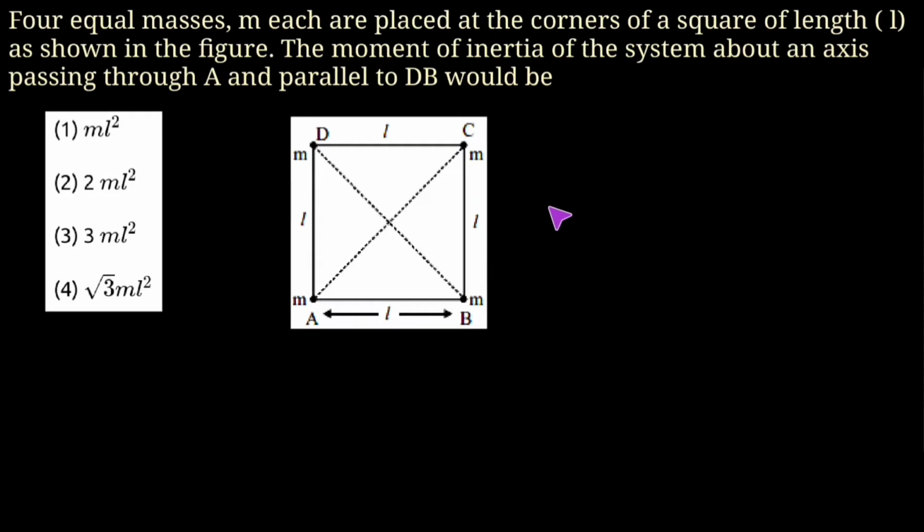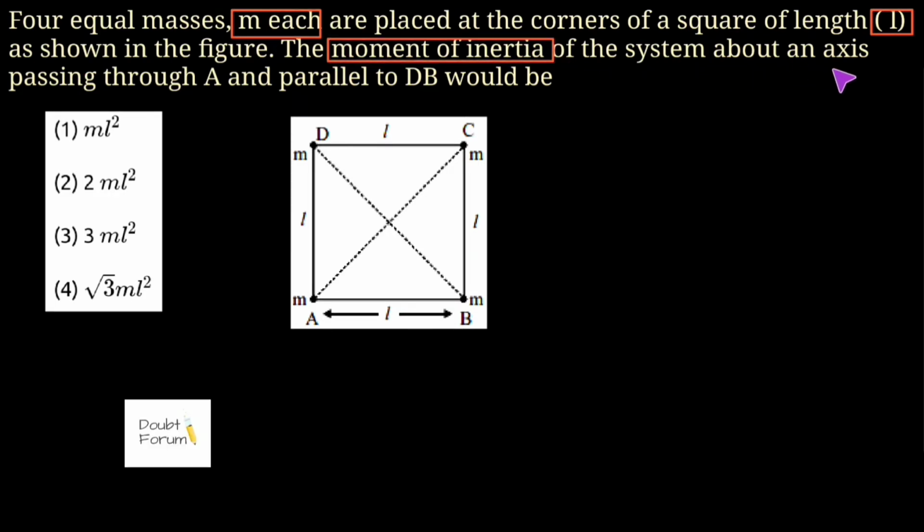In this question we are asked to find the moment of inertia of this given system. So let's read out the question first. The question is: four equal masses m each are placed at the corners of a square of length L as shown in the figure. The moment of inertia of this system about an axis passing through point A and parallel to line DB would be, and here four options are given.